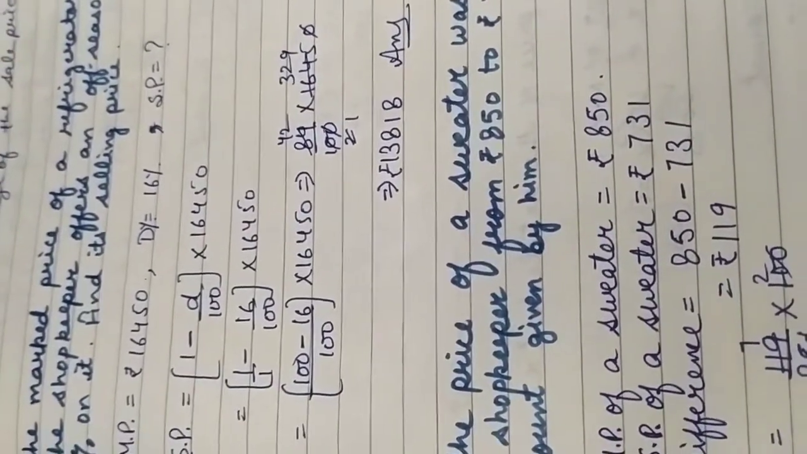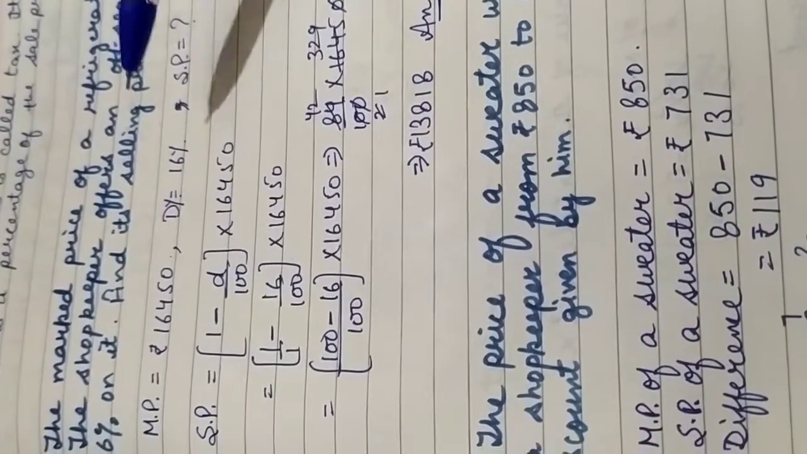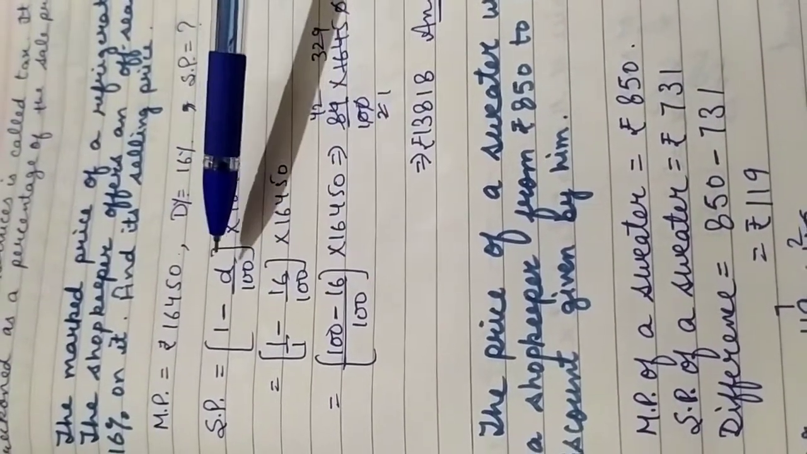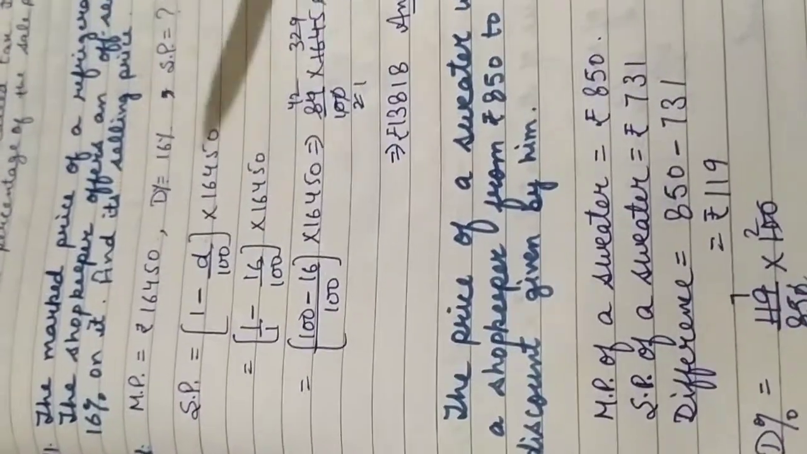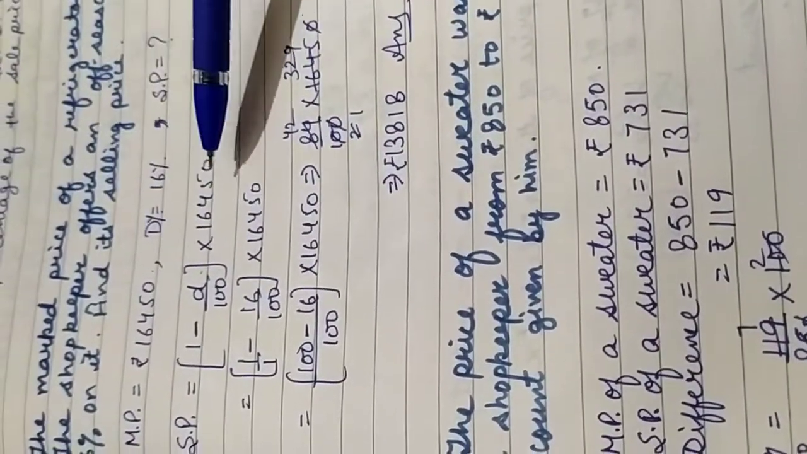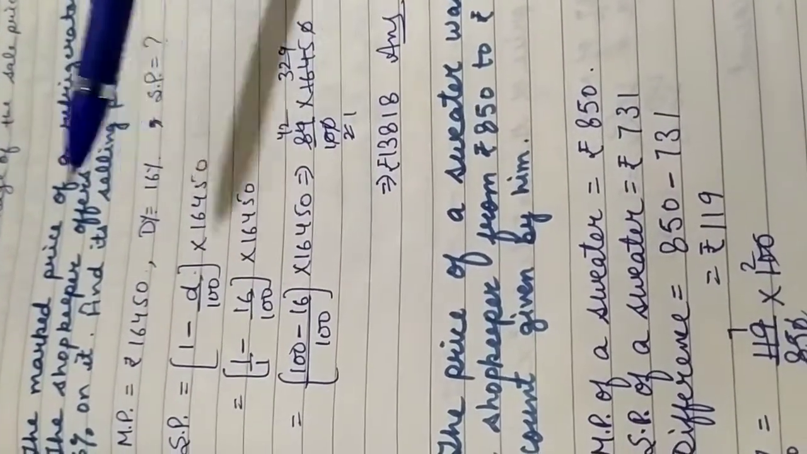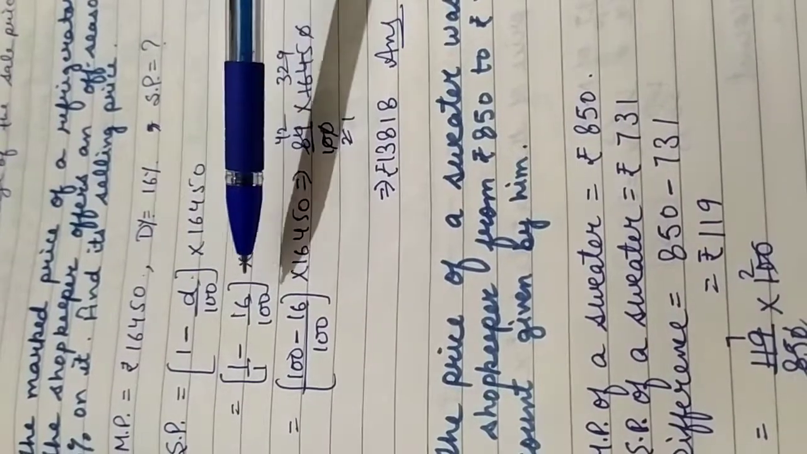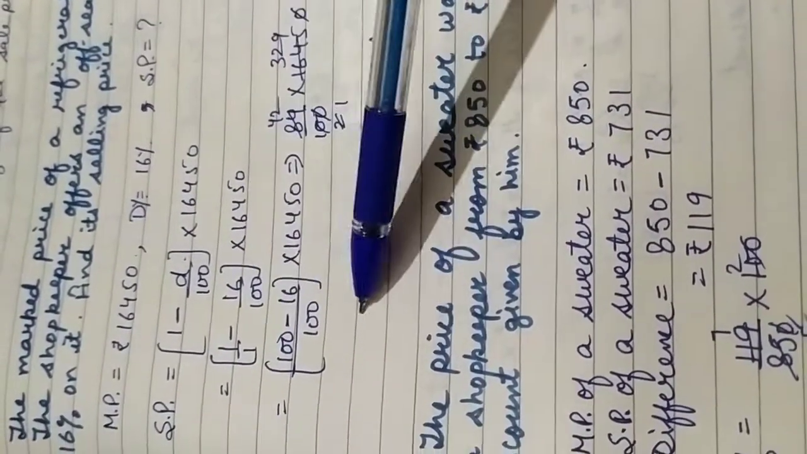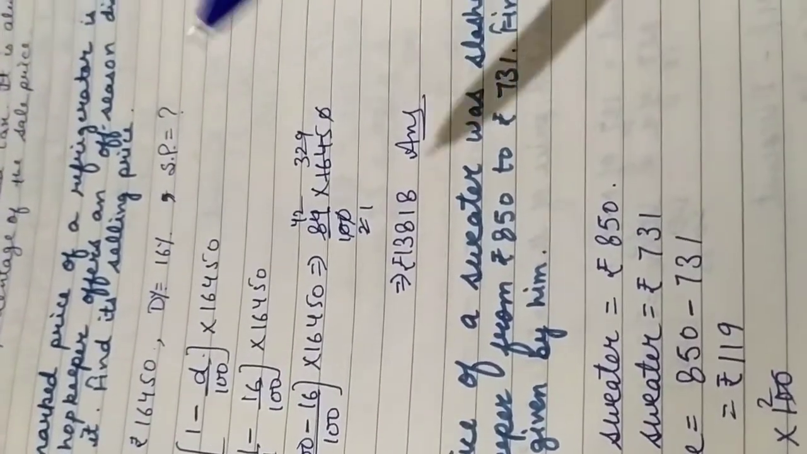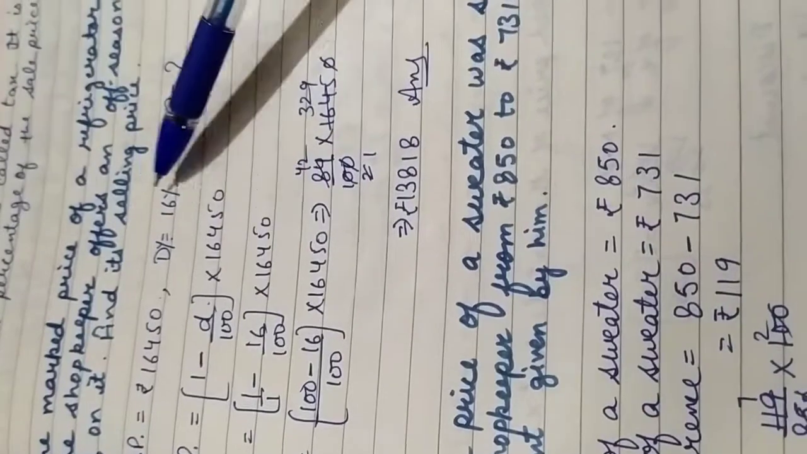So I have told you in the previous video the formula for selling price. If rate percent is given, that is 1 minus d upon 100 into marked price. Okay, so we have the marked price here 16,450, and then rate of discount is 16. So 1 minus 16 upon 100 into 16,450. So after taking LCM and doing calculations, we have 13,818 as the selling price.